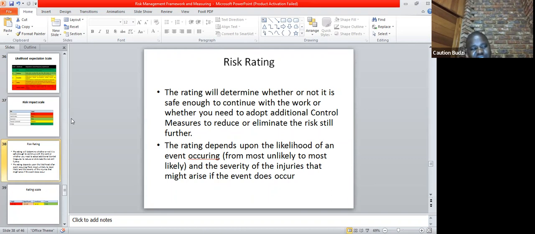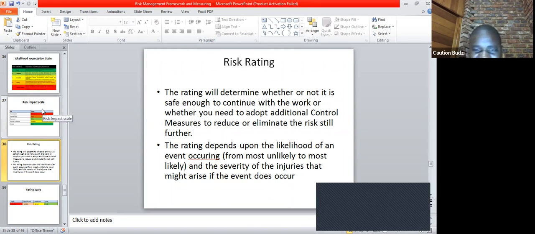So in this case, for our rating, we were just multiplying the scale of the risk impact times the scale of risk likelihood. So the higher the rating, it means the risk is high, and there's need to pay more attention to such a risk. If the rating is low, then it means the risk might be negligible.